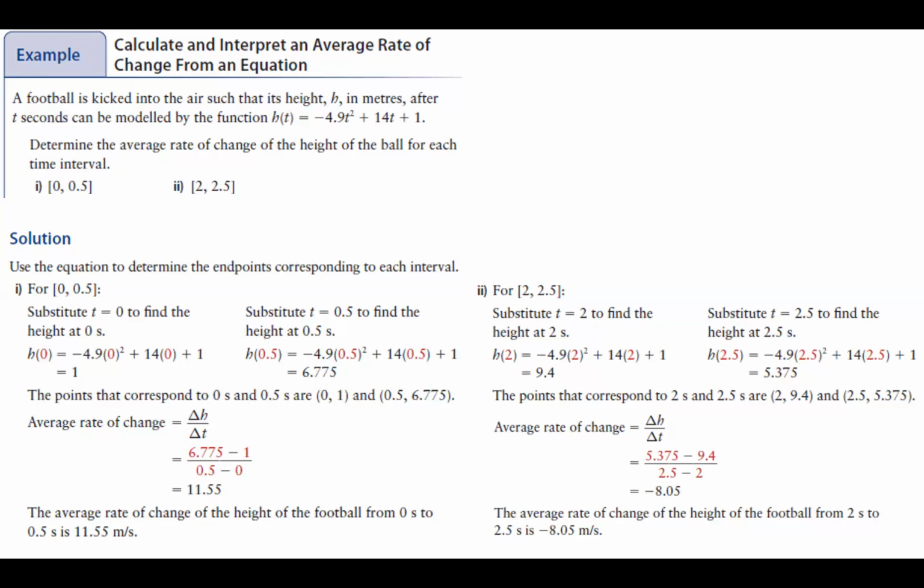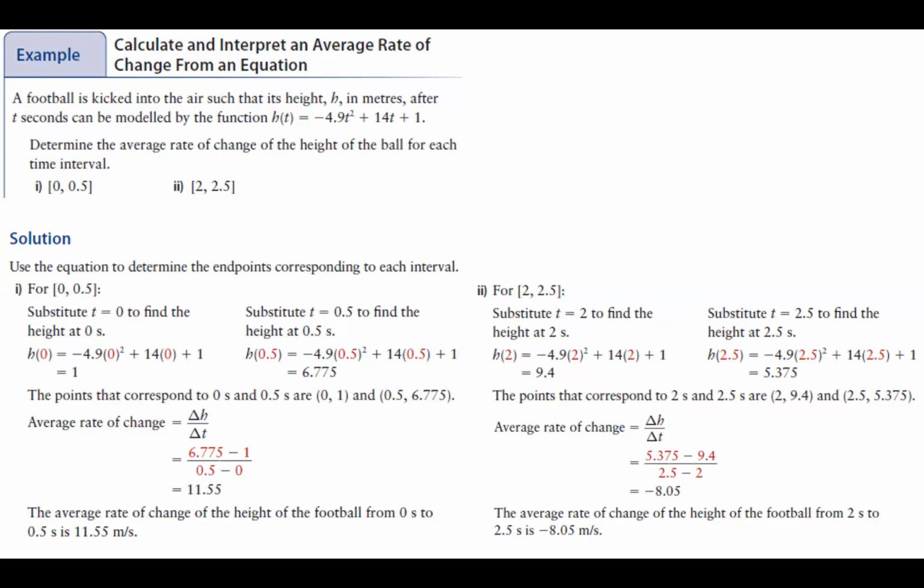Okay, next question, the logic is the same, right? First, we need to calculate the coordinates of the endpoint and starting point. So when T is 2, H(2) equals 9.4. When T is 2.5, H(2.5) equals 5.375, right? Then the points that correspond to 2 seconds and 2.5 seconds are (2, 9.4) and (2.5, 5.375).